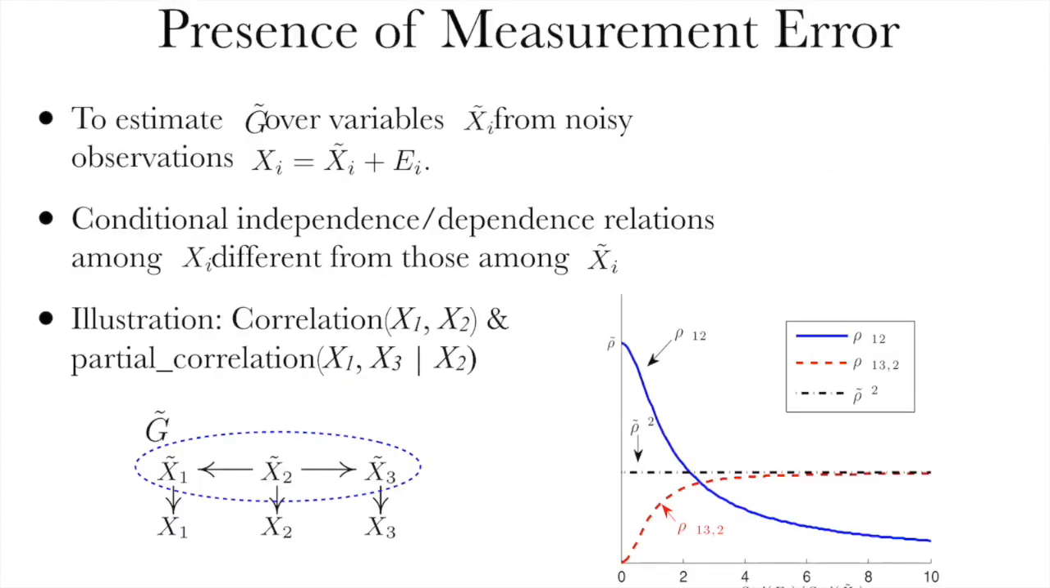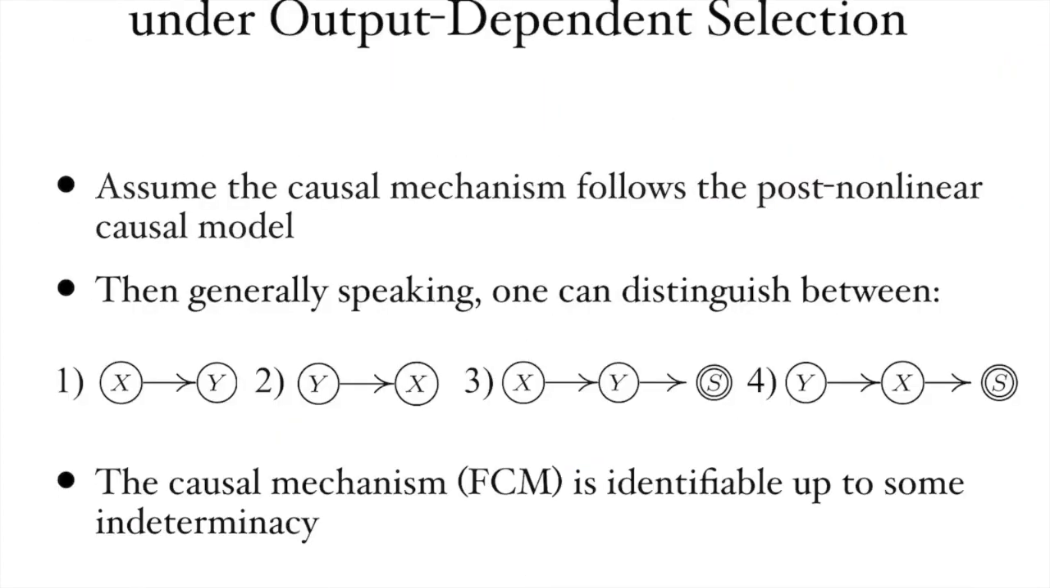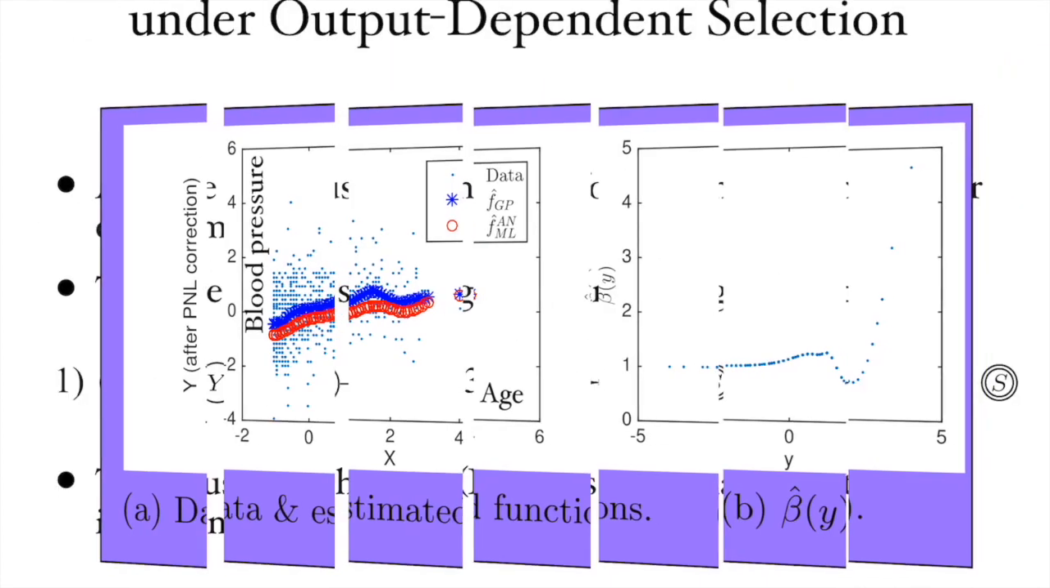And you want to deal with measurement error. This is a very important problem because in most situations, we have measurement error in the system. You want to find the underlying true causal picture over the noise-free variables, even if you have noisy observations. So we have some theory and methods for that. And you want to deal with selection bias. I will skip this part.